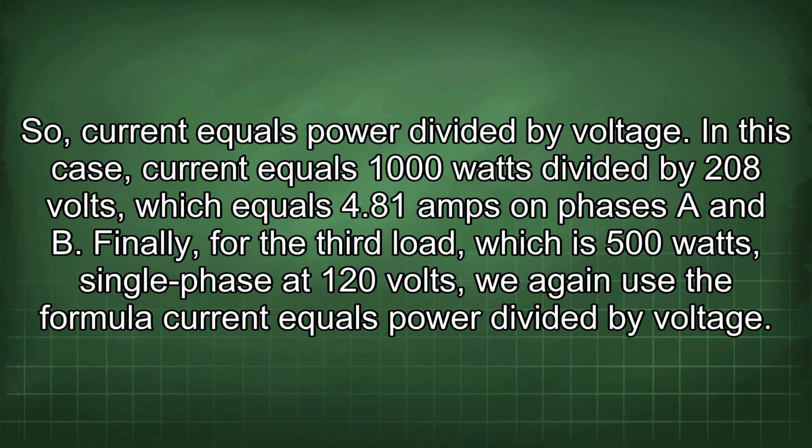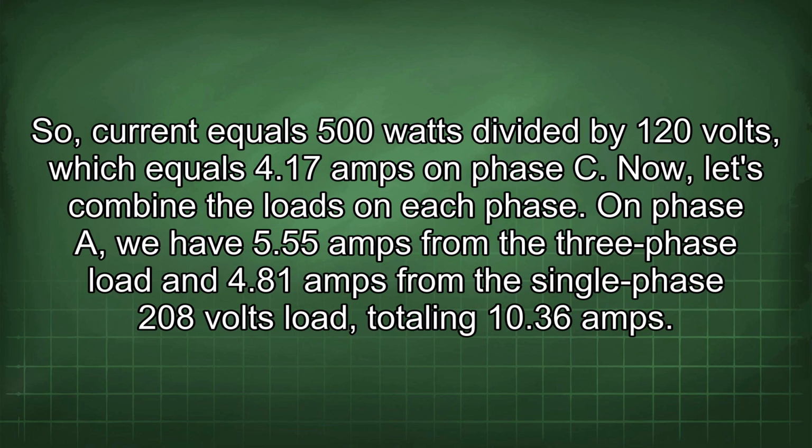Finally, for the third load, which is 500 watts, single phase at 120 volts, we again use the formula current equals power divided by voltage. So, current equals 500 watts divided by 120 volts, which equals 4.17 amps on phase C.